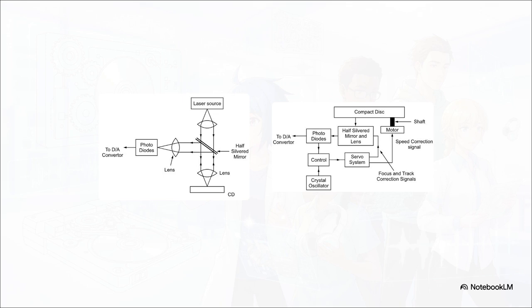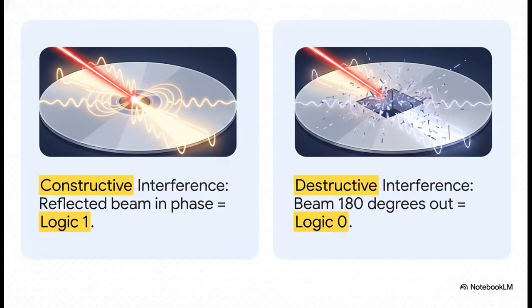It actively dials down the motor speed, dropping from 500 RPM all the way down to 200 RPM as that laser moves outward. The real magic of reading the data relies on the physics of light interference. When the laser hits a flat surface, what we call a land, the reflection comes back in phase. That's constructive interference. You get full reflection, and the system reads that as a logic 1.